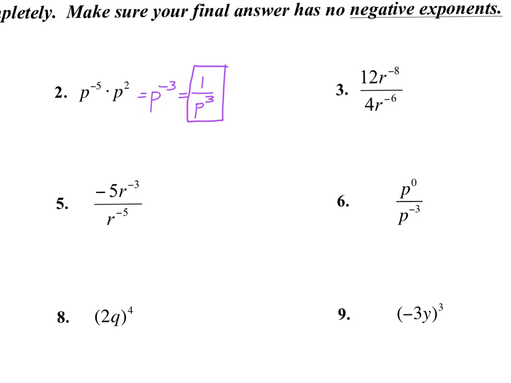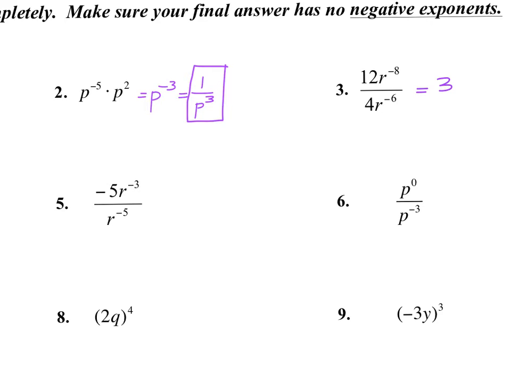All right, number 3. 12r to the negative 8th divided by 4r to the negative 6th. What would you do first? Do the numbers first. So 12 divided by 4 is 3. Now, notice your 3 now is what number? A numerator or a denominator? It's a numerator, right? So you have a 3.